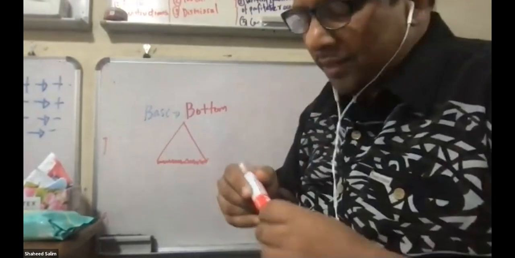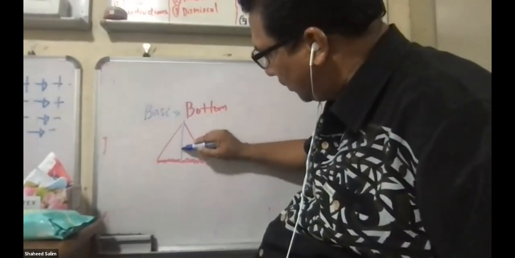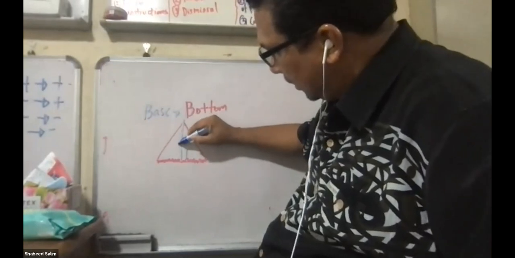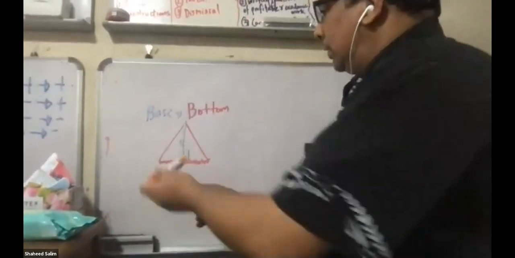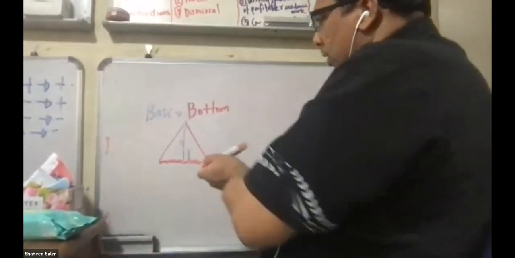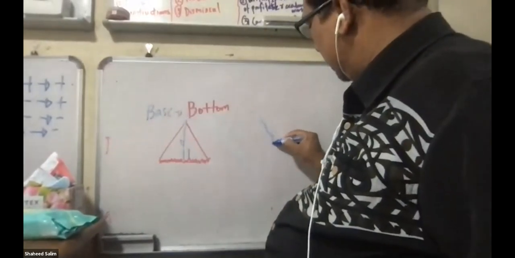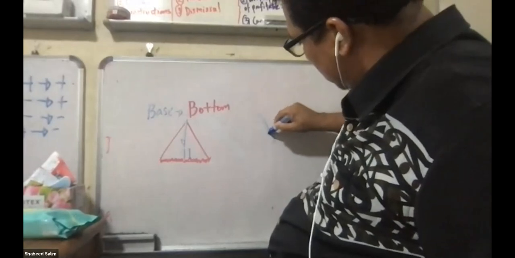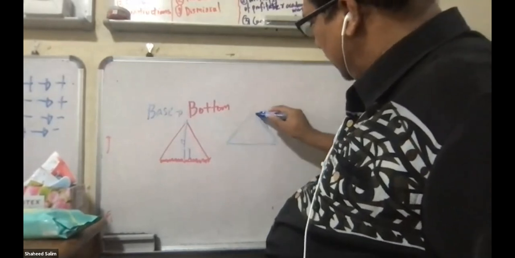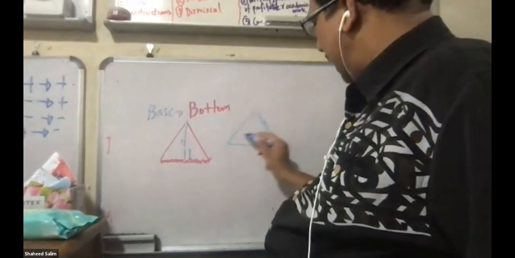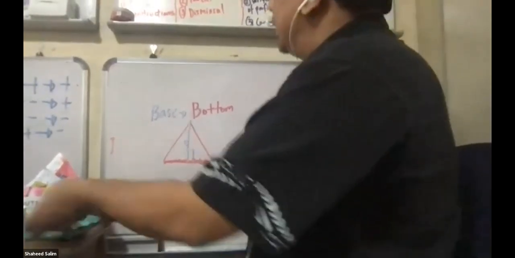Okay, so normally when the base is there, the height will meet the base at 90 degrees like that. So this is the height. This is the base. But sometimes you can turn the triangle this way so that now the base is here. If the base is here, the height got to be like that, because the height and the base must meet at 90 degrees.